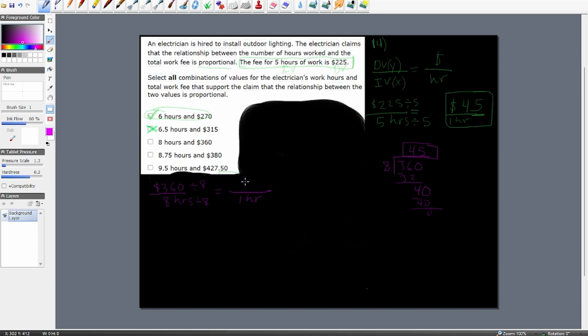So this one does in fact have a unit rate of $45 per hour. So this one is also true. So far we got 2 of them that are proportional. Alright, here's our next pair.